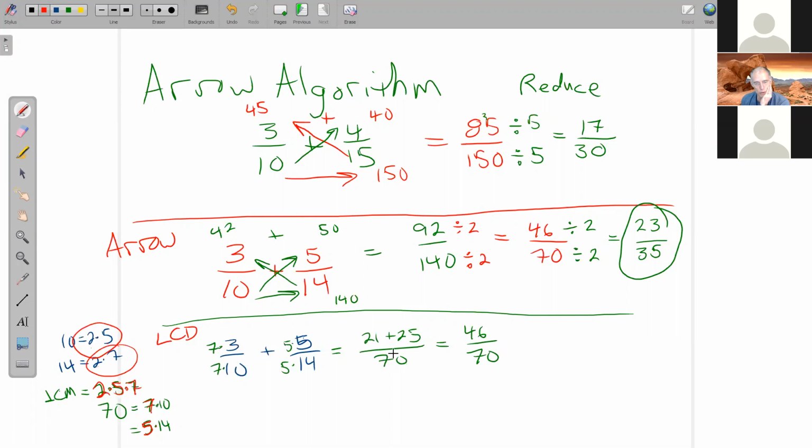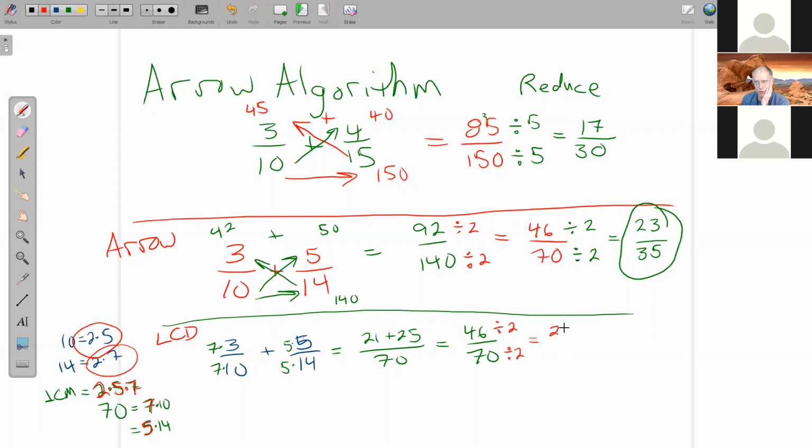So then I just rewrote the 70 in the bottom. 7 times 3 is 21, 5 times 5 is 25, 21 plus 25 is 46, and oh darn, they're still even. I can divide by 2. So maybe I made a mistake. Maybe 70 is not the lowest common multiple.